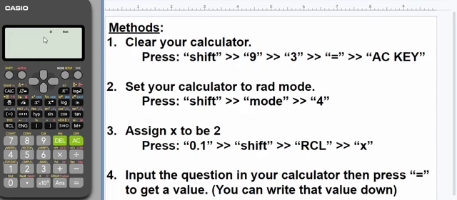Okay, so you assign x to be 0.1. You can use 2 if you like. You can use any figure you want, but I like using 0.1. So 0.1, then you press shift RCL button, then X. It will store 0.1. Now you input the question in your calculator to get a value. Then that value you write it down, because that value is actually your answer.